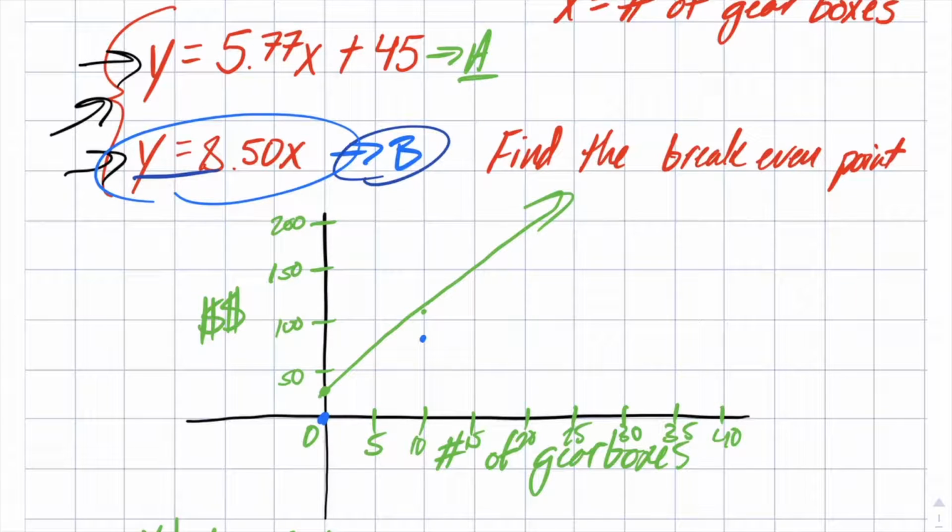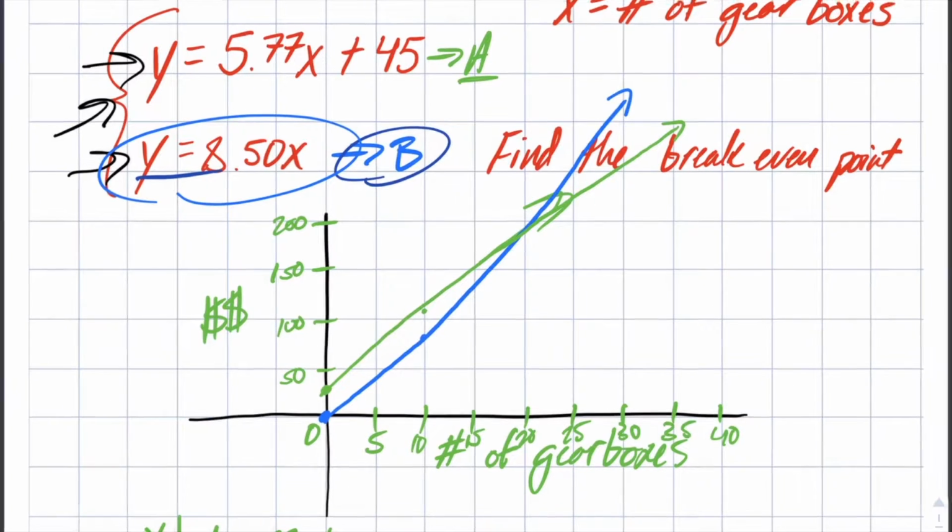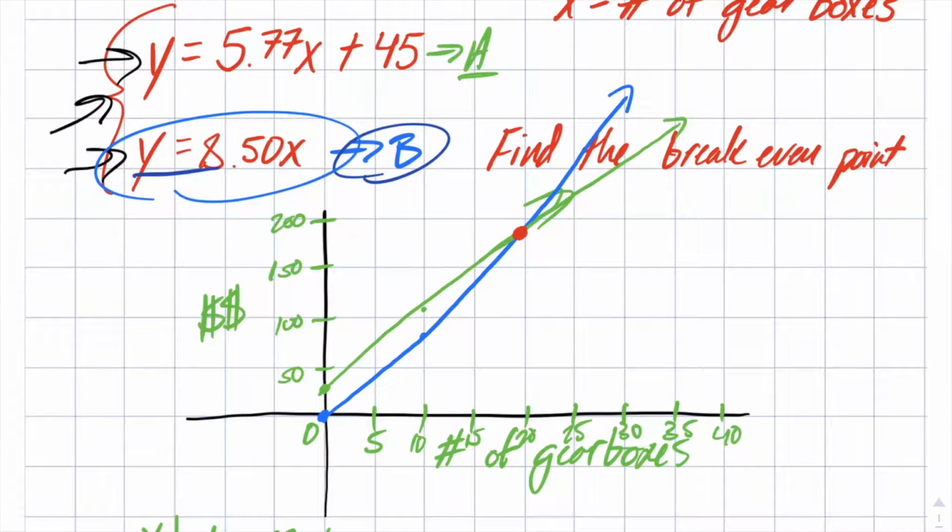So if you look at the graphs, at the rate they're going, and I know my lines aren't straight, I'm not using a ruler. At the rate they're going, the break-even point is like right here. Okay? That's the break-even point.